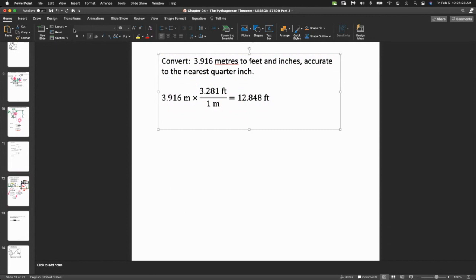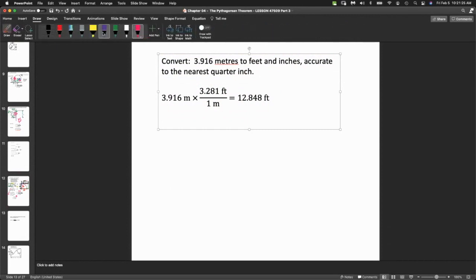For those that are wondering what is going on here, why am I doing this fraction thing? Remember that when you want to convert from one unit to another, you can write it as multiplying by a fraction, because this fraction here is equal to 1.